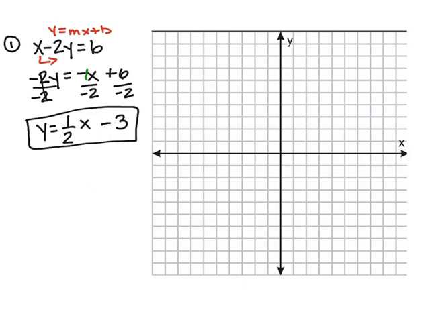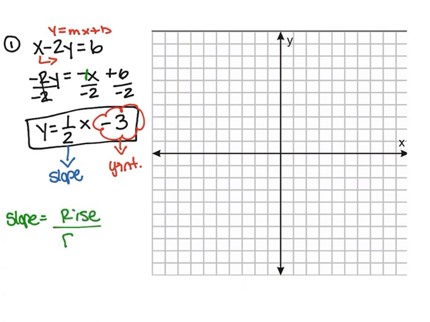Now, in this form, you have 1/2. That's considered your slope. And then you have negative 3, which is your y-intercept. Okay, that's our b. Now, making sure that you understand what slope truly means. Slope is nothing but your movement from one point to the next. And you do that movement by doing rise over run.